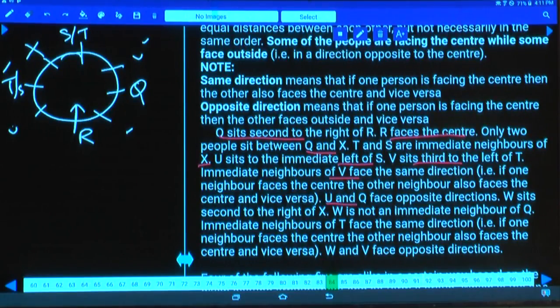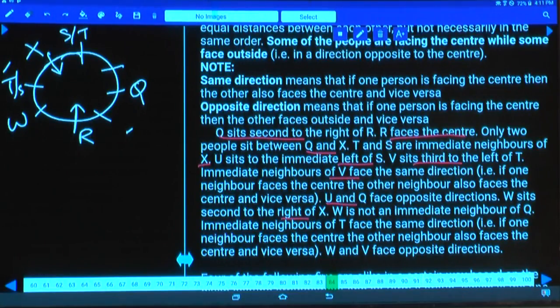W sits second to the right of X. As W is seated second to the right of X, W is not an immediate neighbor of Q. As W cannot be at this place, where should this W be? W must be at this place only, isn't it? As W is here and W sits second to the right of X, and X must be facing towards the center, then only W is seated second to the right of X.